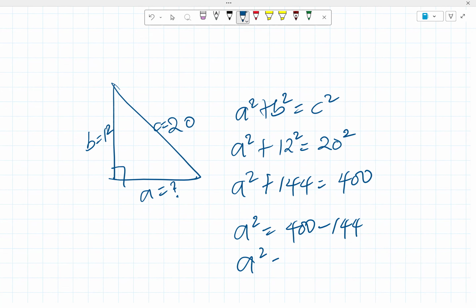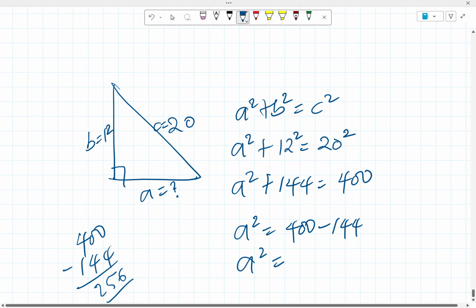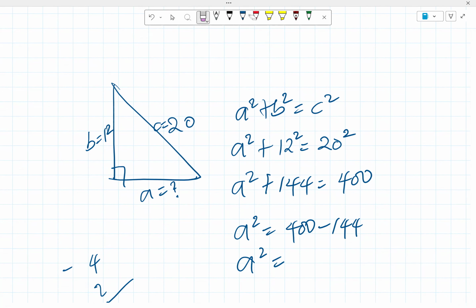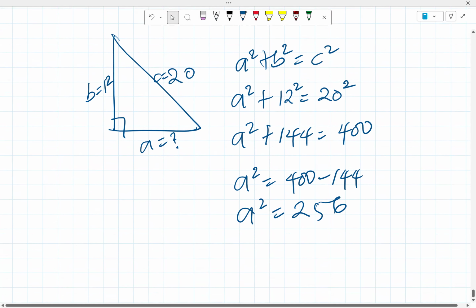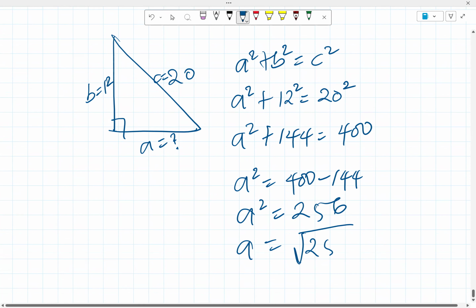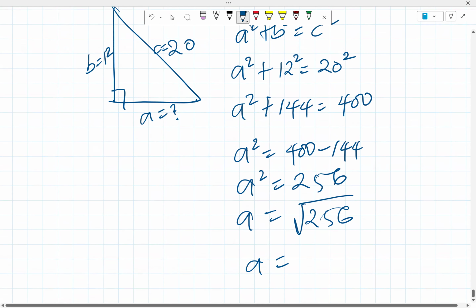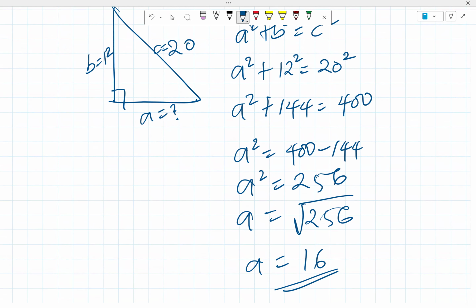So A squared is equal to what now? 400 minus 144. That is 256. So we have A to be the square root of 256, which is 16. So A is equal to 16. In fact, we have some numbers called Pythagorean triples. So I think A is 16 here.